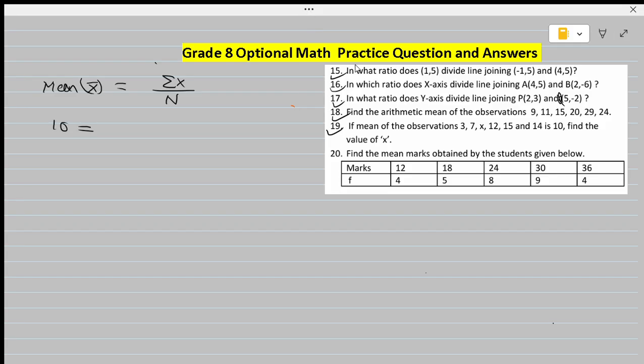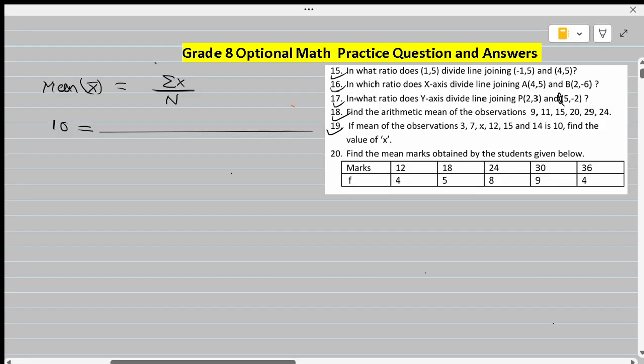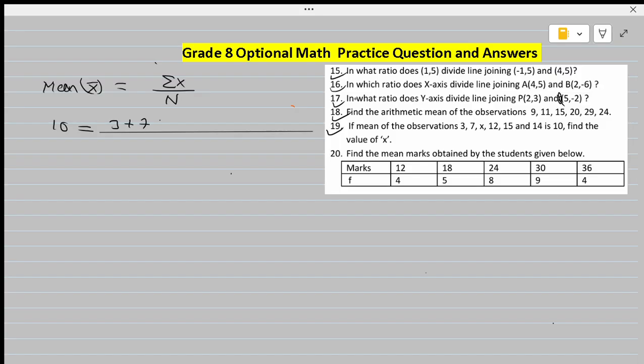Now let's make the sum of observations above, keeping it without skipping any number or variable: 3 plus 7 plus x plus 12 plus 15 and plus 14. Let's count: 1, 2, 3, 4, 5, 6. So 6 values are there. And I'll go for cross multiplication.